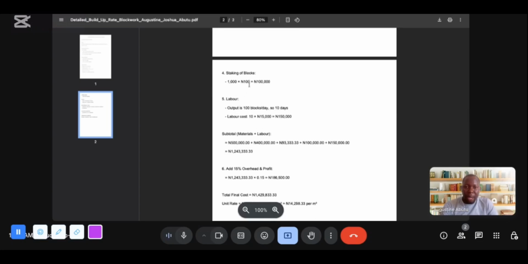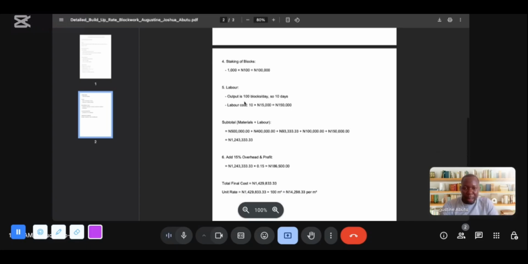As for staking of block, per block is 100 naira. Staking means when you have to pay for labor to carry the block to the position of laying. So that's the meaning of staking. You pay them 100 naira per block. So for 1,000 blocks, 100 naira times 1,000, it will give us 100,000 for staking.